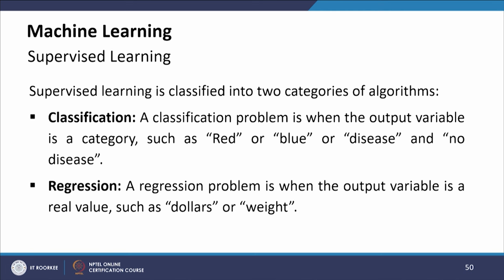The first is classification. A classification problem is when the output variable is a category such as red, blue or disease and no disease. Regression: a regression problem is when the output variable is a real value such as dollars or weight. The next is unsupervised learning.